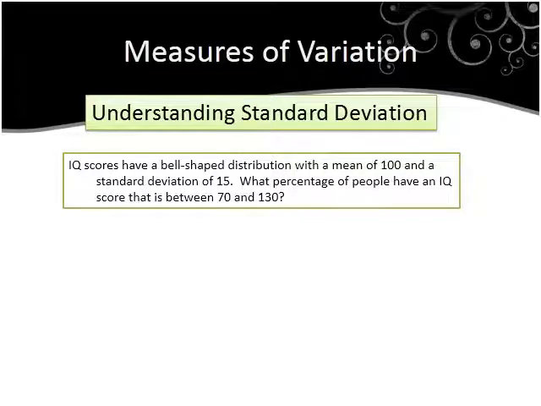IQ scores have a bell-shaped or normal distribution with a mean of 100 and a standard deviation of 15. What percentage of people have an IQ score that is between 70 and 130? Since our standard deviation is 15 and our mean is 100, 70 is 2 standard deviations below the mean. It's 30 below 100. And 130 is 2 standard deviations above the mean. So 95% of IQ scores should fall between 70 and 130 based on our empirical rule.